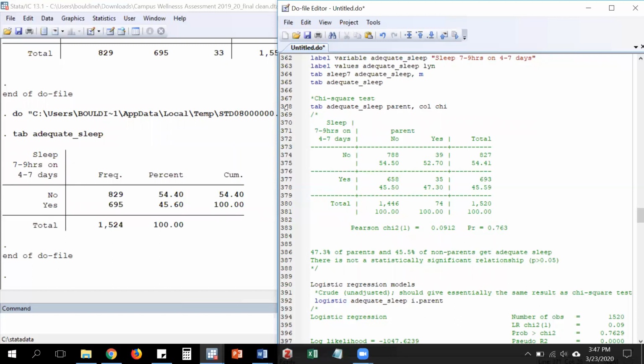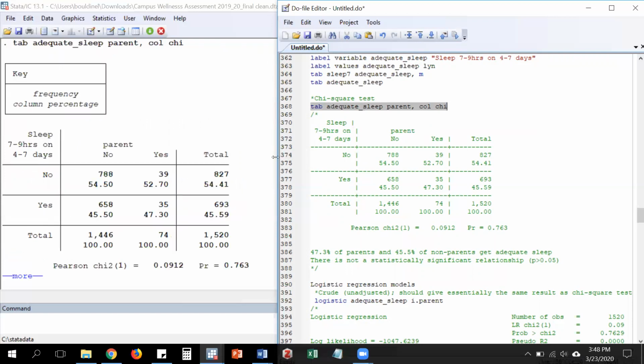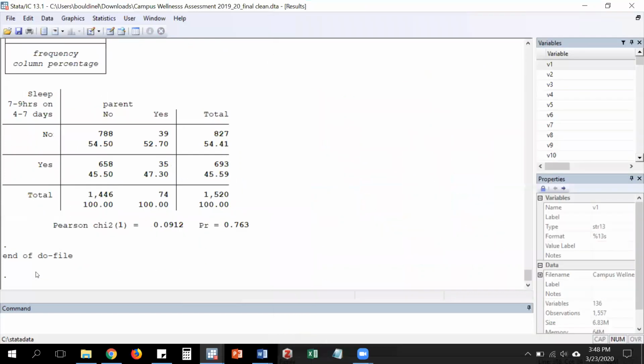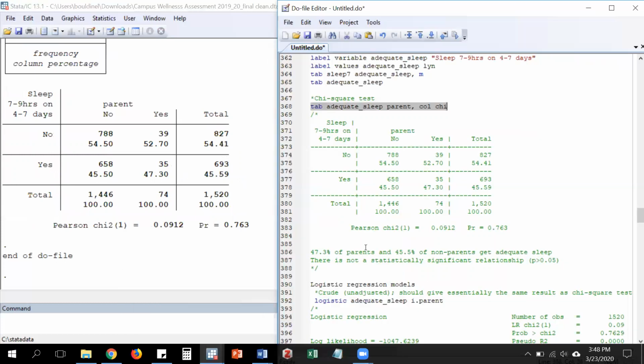And then if I wanted to go back and do the chi-square test, which you all have done before for previous assignments, I would just do tab adequate sleep parent, comma, COL for column percentage and CHI with chi-square test. And you can see that based on this chi-square test, there's no relationship between my definition of enough sleep, of adequate sleep, and parent status.